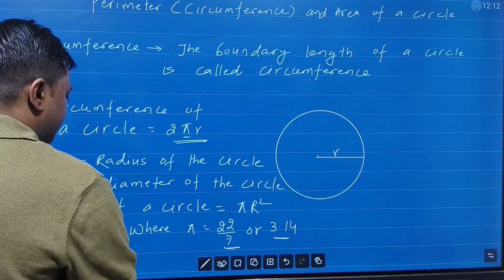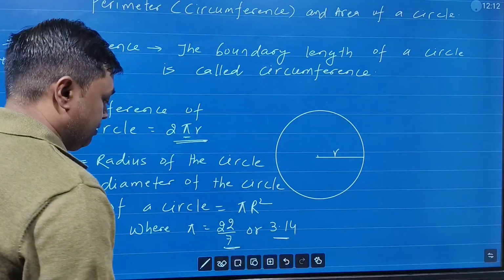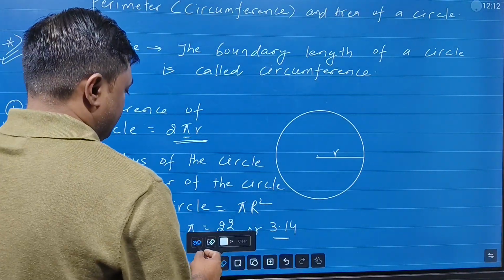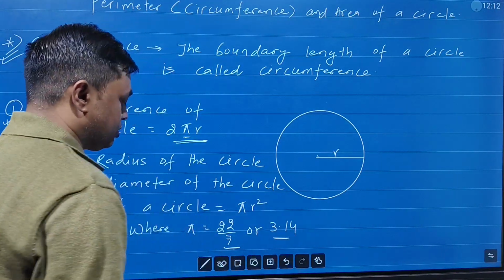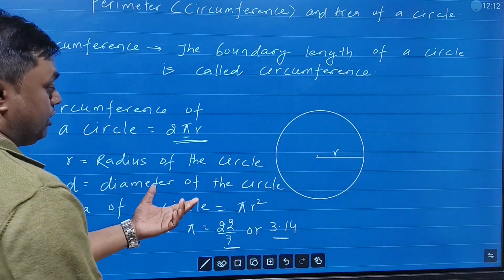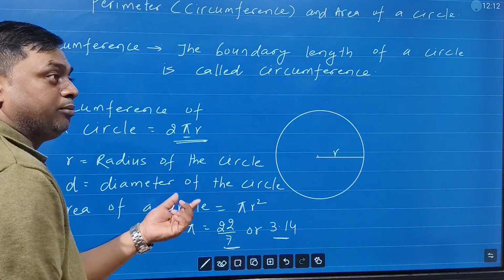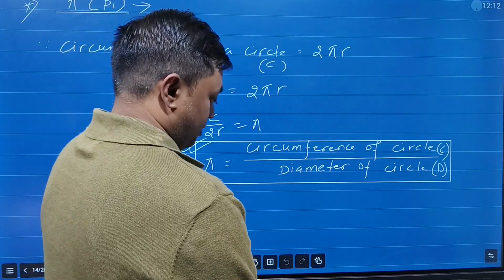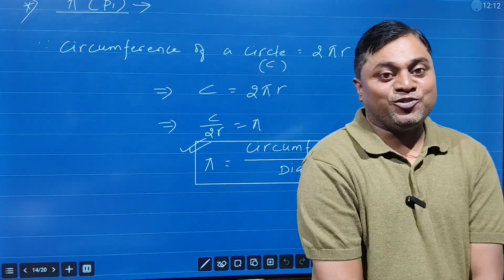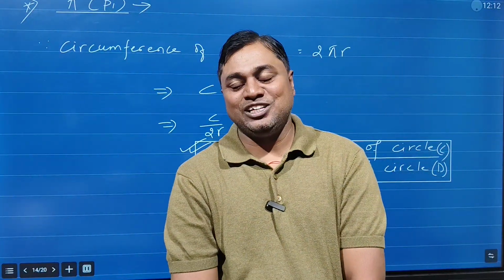Whereas the area of a circle is pi r square. I have taken a small r, so here also you can take a small r. Pi into r square is the area of a circle. The unit will be unit square, and here in unit only. Yes or no? Okay. See, if you want to understand what pi is, what is pi?